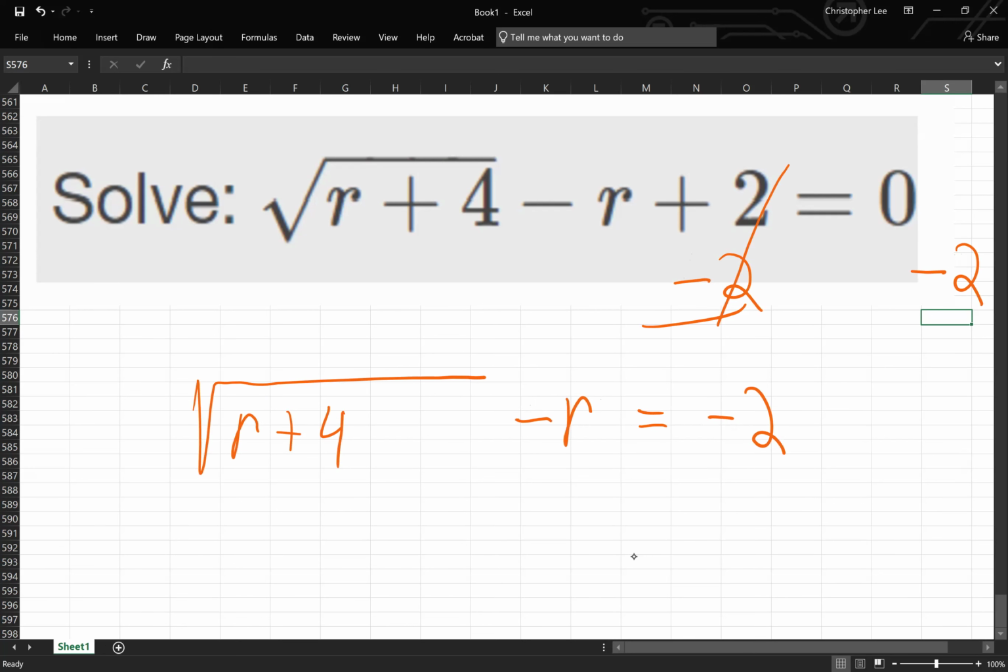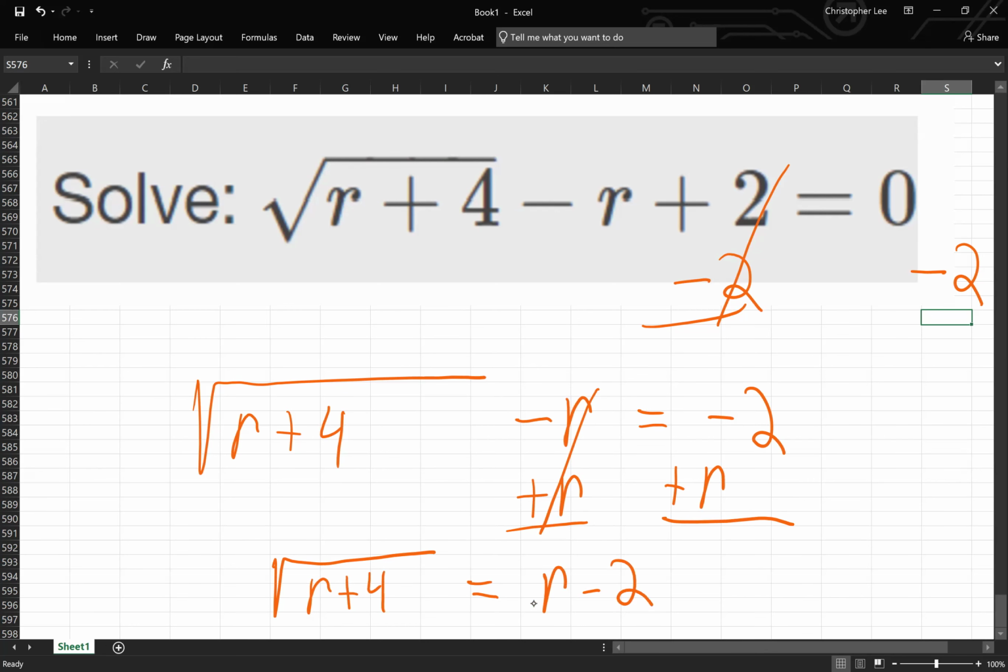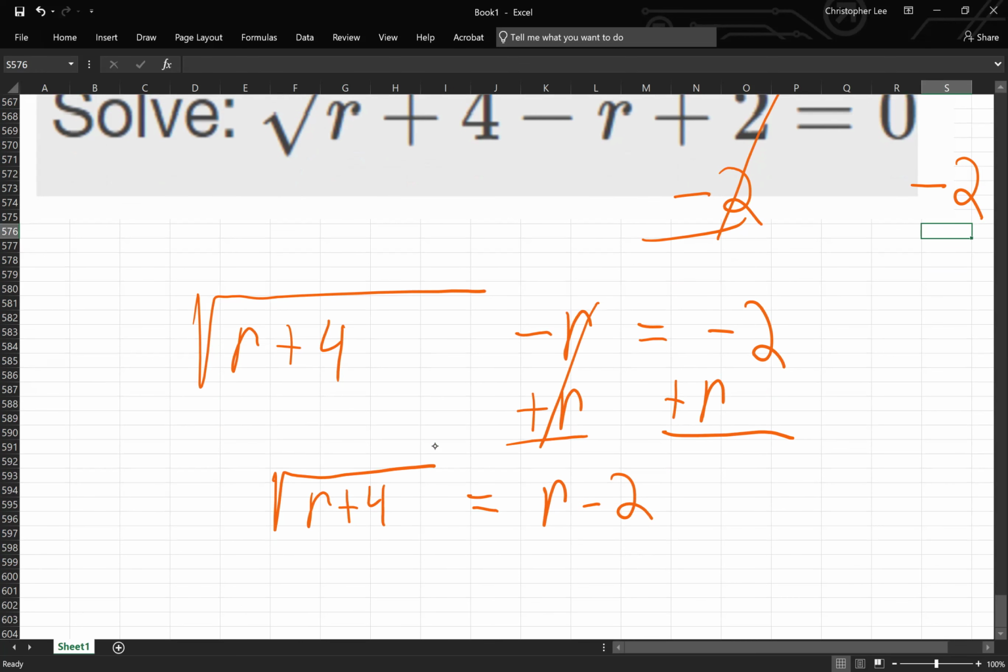Almost. So remember, I want to isolate the radical, right? So what else I can add r, right? To both sides. Very good. So now what do I have? I have square root r plus 4 is equal to r minus 2. Now, how do I get rid of this radical? Exactly, right? I want to square both sides here. What I do to one side, I gotta do to the other.